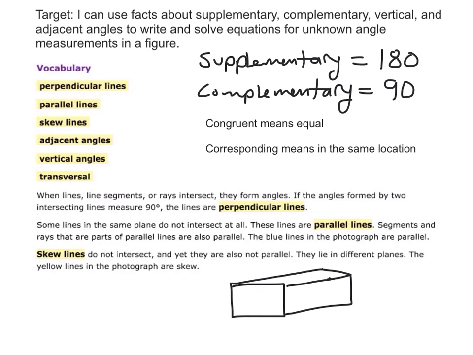In this lesson, the target states: I can use facts about supplementary, complementary, vertical, and adjacent angles to write and solve equations for unknown angle measurements in a figure. In the last lesson, we learned two big ideas.